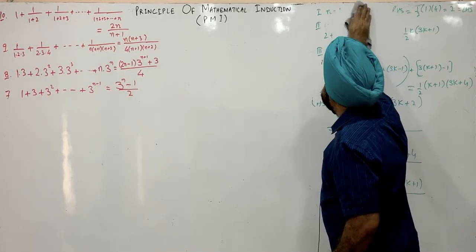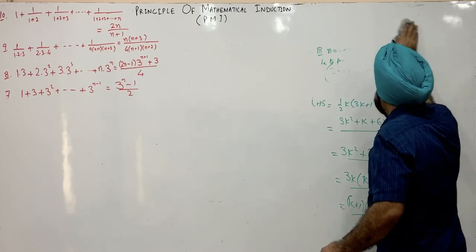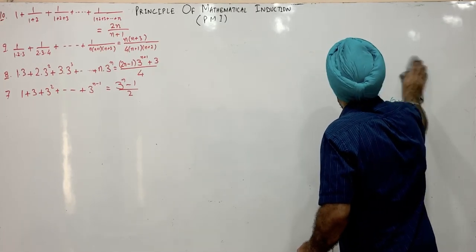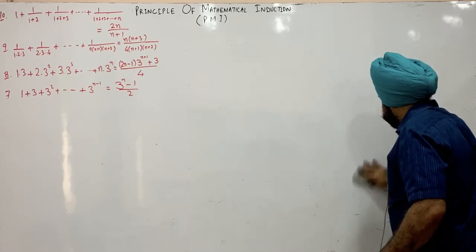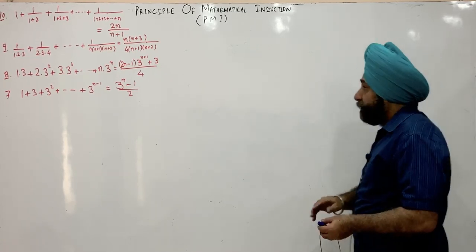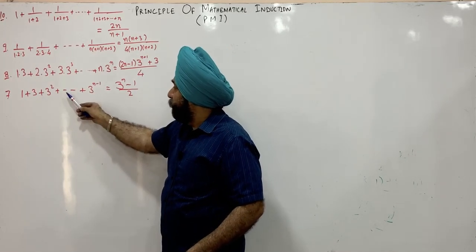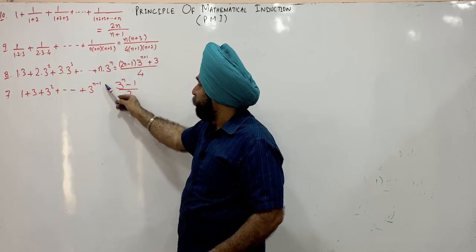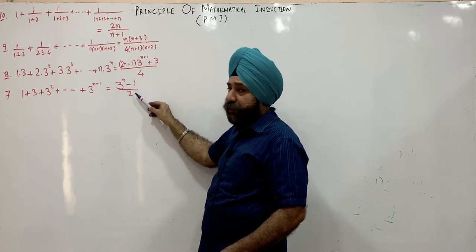The next series is GP. You will be going through the chapter on GP later, but we can prove the result otherwise. 1 plus 3 square up to 3 raised per n minus 1, we have to prove is 3 raised per n minus 1 upon 2.